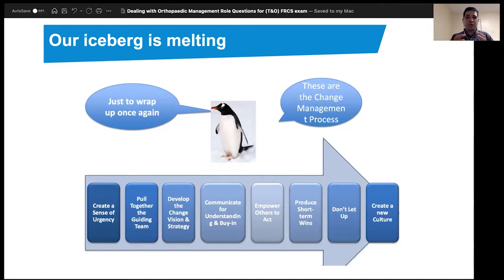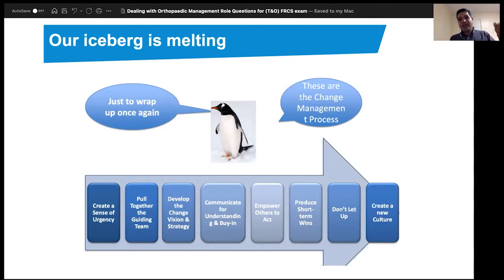Then you have to gather the team. You have to pull together the guiding team. You have to sit with the whole team and think about what we have and what we have to change, what we have to do, as a team. Then, after that meeting, you have to get a strategy or vision for the change. Then communicate for understanding what we need and what we're going to do. Then implement what we decided to do. Then produce short-term wins, which is very important.